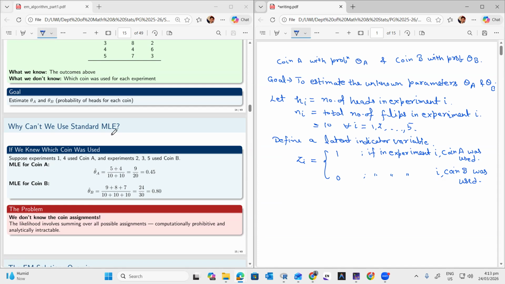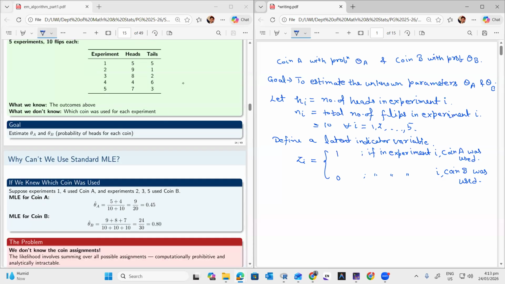That would be how many parameters are there, how many heads was there, 5 and 4. So total 9 heads we were getting out of 20, total 20 flips. So that was 0.45. And for theta B, how many? 9, 8 and 7. So that is total 24 divided by 30. So it will be 0.8. So probability. All right. It would be like that.